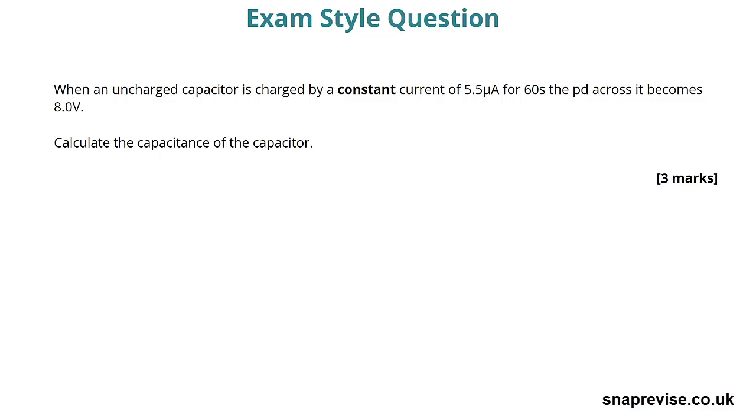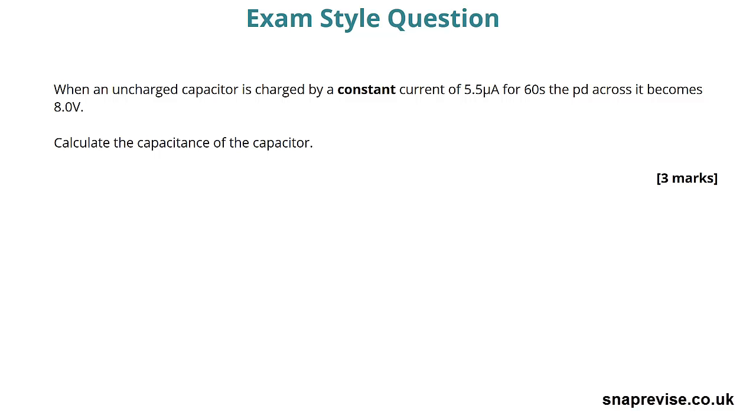So in this exam style question, we're told that when an uncharged capacitor is charged by a constant current of 5.5 microamps for 60 seconds, the potential difference across it becomes 8.0 volts. So I'd like us to start just by calculating the capacitance of the capacitor. So this is fairly straightforward, but with one little twist.